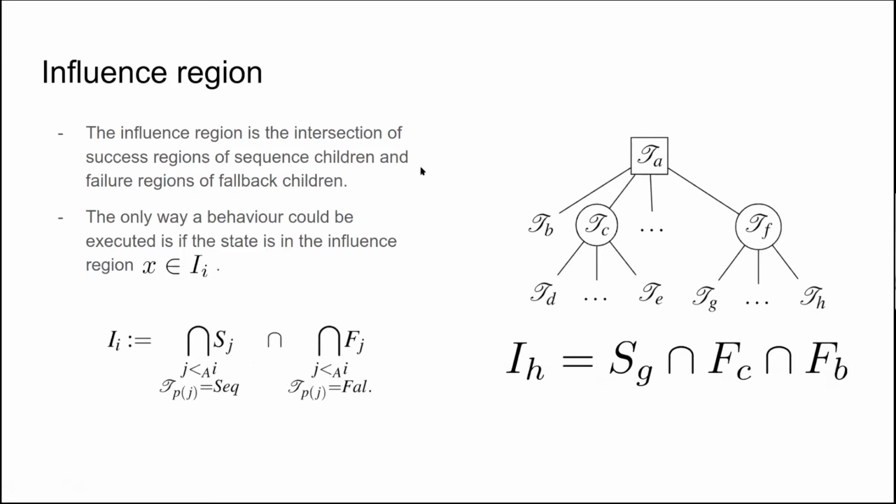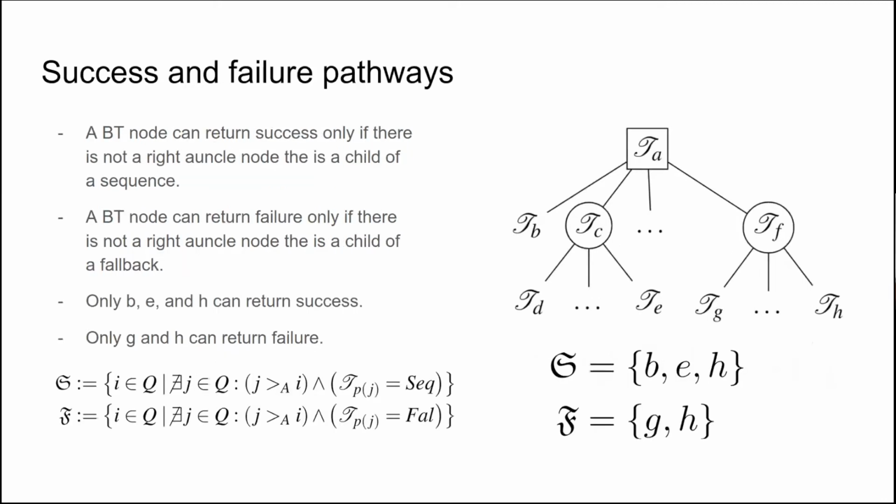And so using that, we're able to say which behavior tree is running based on where we are in the state space. And so another thing of interest is which behavior trees can actually return success or failure. In a behavior tree, a node that can return success would not have any behavior trees to the right of it preventing it from returning success.